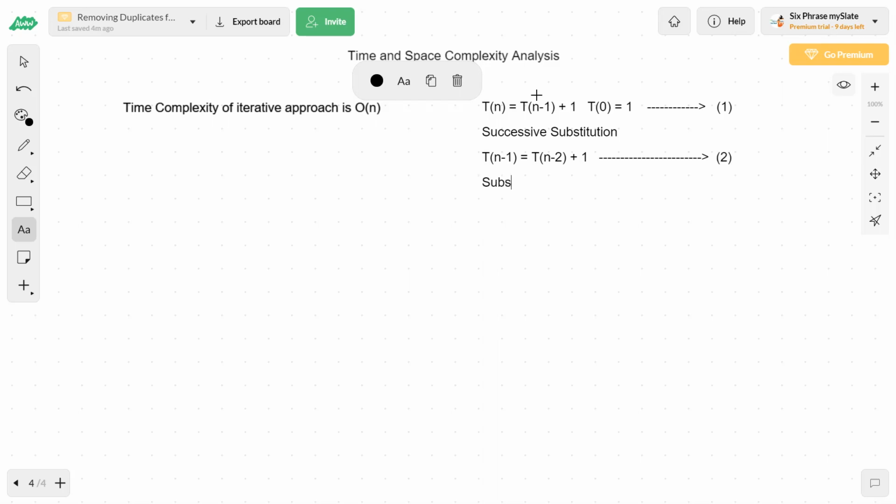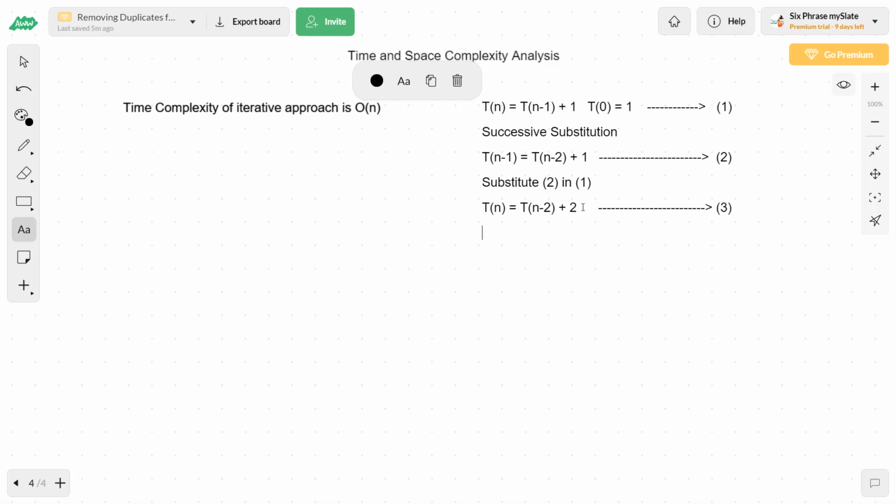Now substitute the value of equation 2 in equation 1. The value of T of n minus 1 has to be substituted in equation 1. So what will be the new equation? The new equation will be T of n is equal to T of n minus 2 when you substitute the value of T of n minus 1. So it becomes T of n minus 2 plus 1 here, plus 1 in the above equation also. Together it will be plus 2. After substitution, this equation will become equation number 3.